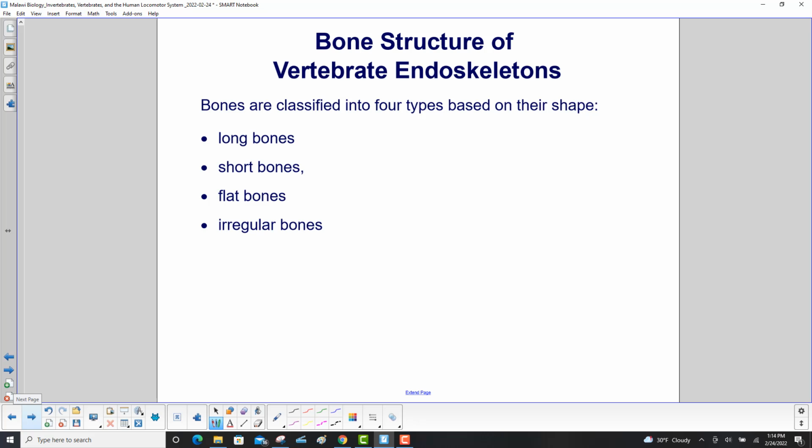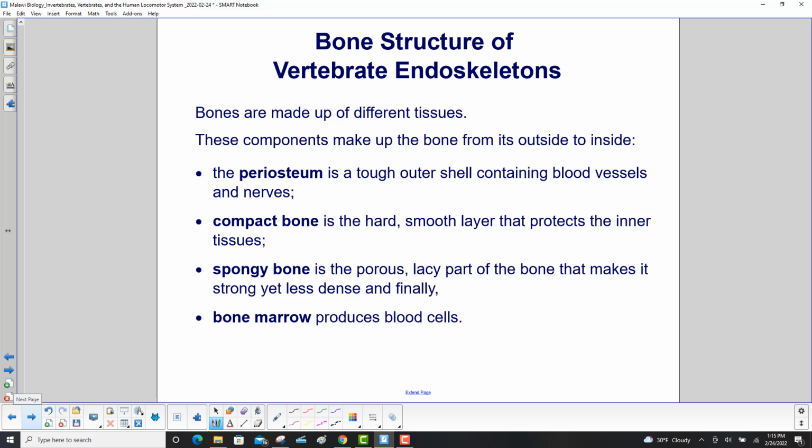Bones are classified into 4 types based on their shape: long bones, short bones, flat bones, and irregular bones. Bones are made up of different tissues. These are the components that make up the bone from the outside of the bone to the inside. The periosteum is a tough outer shell containing blood vessels and nerves. Compact bone is the hard, smooth layer that protects the inner tissues. Spongy bone is the porous, lacy part of the bone that makes it strong, yet less dense, and finally, bone marrow that produces blood cells.